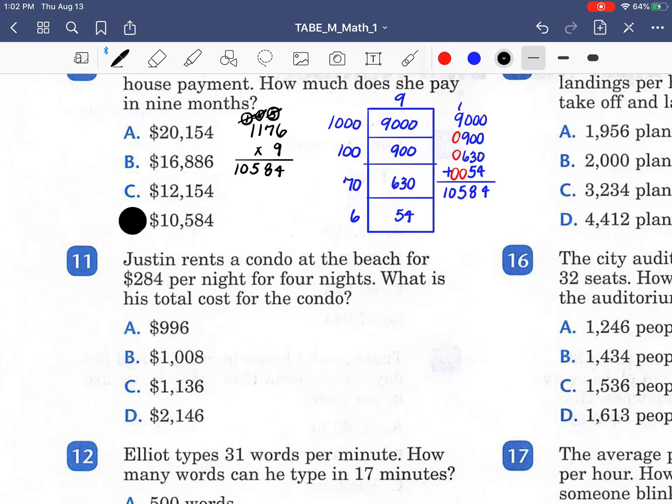Justin rents a condo at the beach for $284 per night for 4 nights. What is his total cost of the condo? So since this one is multiplying by a 4, I'm just going to do it the old-fashioned way. It's a single digit. 4 fours are 16. 4 eights are 32. Plus 1 is 33. 4 twos are 8. Plus 3 is 11. So I'm thinking the answer to number 11 is C. Now, if you prefer the area model, you can certainly do that.